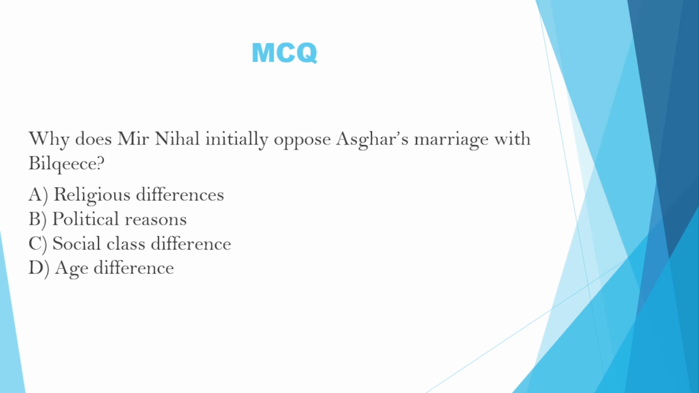Bilqis. Next question is, why does Mir Nihal initially oppose Asghar's marriage with Bilqis? Option A religious difference, option B political reasons, option C social class difference, option D age difference. The correct answer is C social class difference.